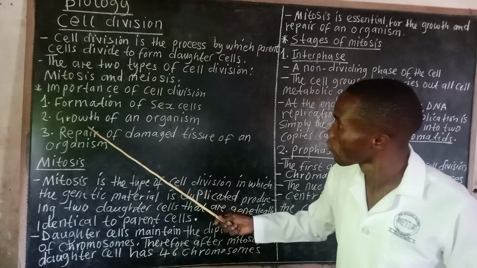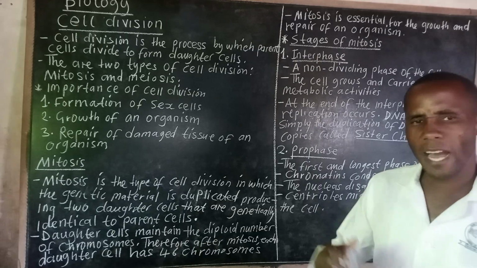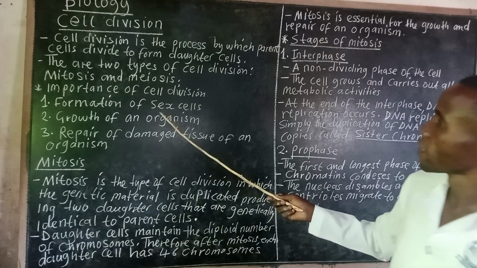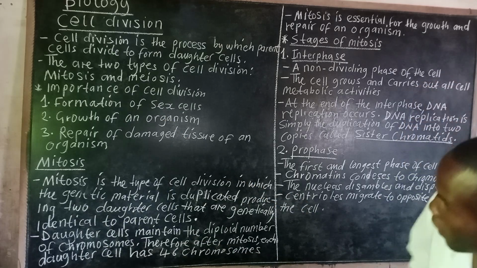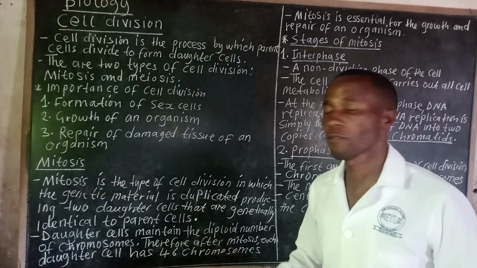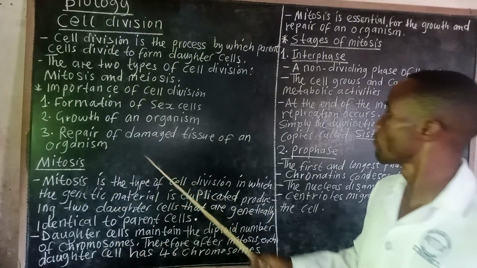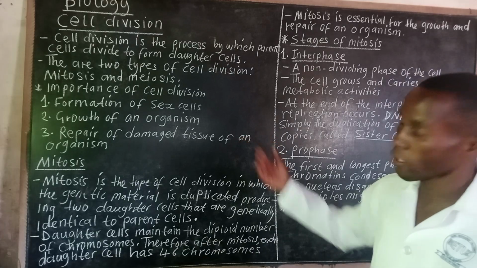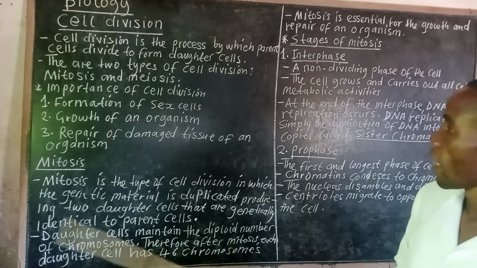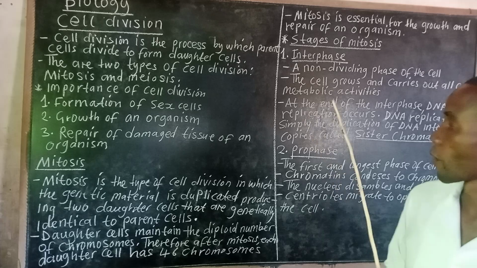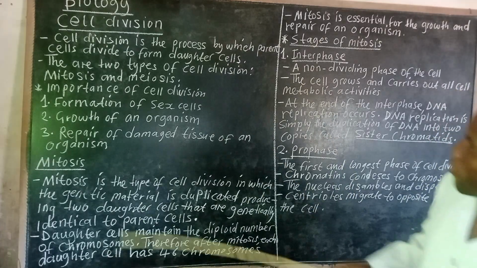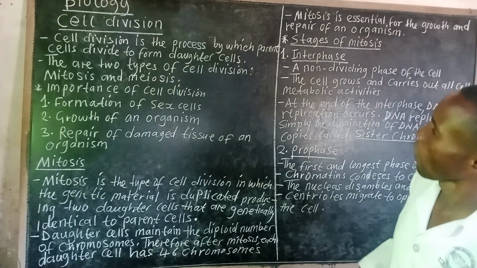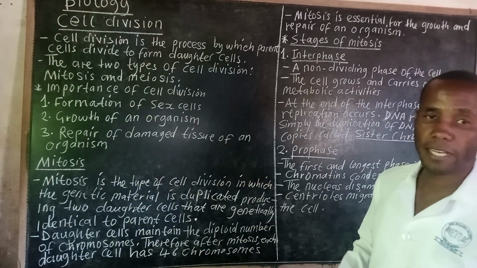Then the other one is growth of an organism. For an organism to grow from one stage to another, there should be cell what? Cell division. Then the other importance of cell division is repair of damaged tissue of an organism. Because of cell division, the damaged tissues are being what? Repaired. So these are the most important roles of cell division, these three things that we have looked at.